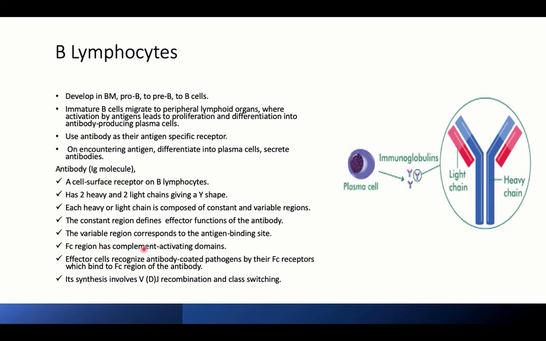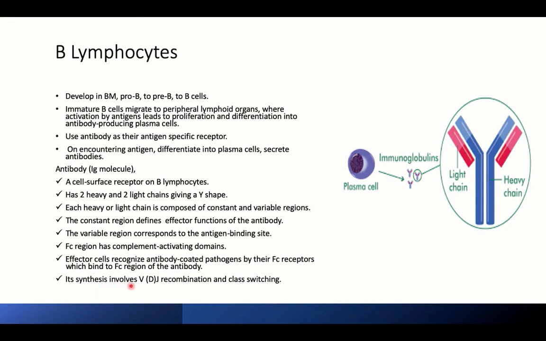The Fc region has complement activating domains also, which will fix the complement system. Effector cells recognize antibody-coated pathogens by their Fc receptors, which bind to the Fc region of the antibody. So effector cells have receptors for the Fc portion of the antibody on their surface for recognition.